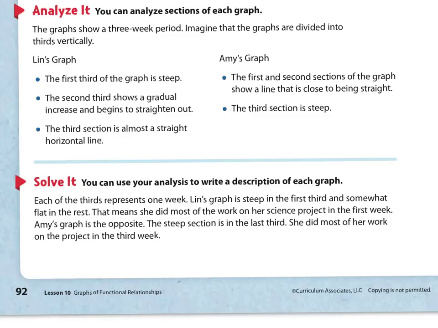Each of the thirds represent 1 week. Lynn's graph is steep in the first third and somewhat flat in the rest. That means she did most of her work on her science project in the first week. Amy's graph is the opposite. The steep section is in the last third. She did most of her work on the project in the third week.